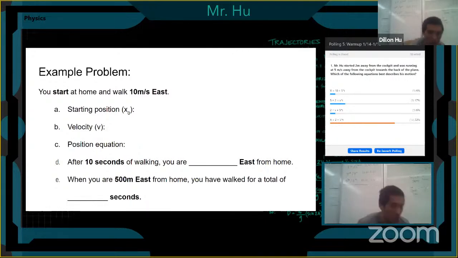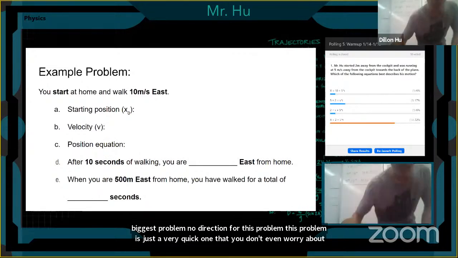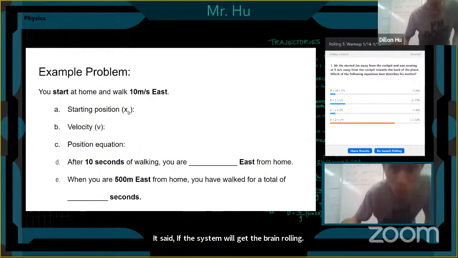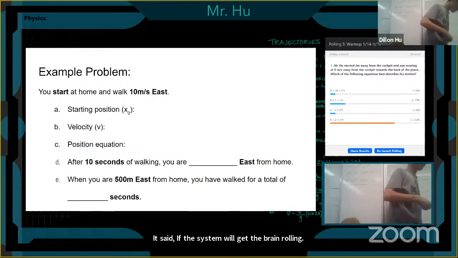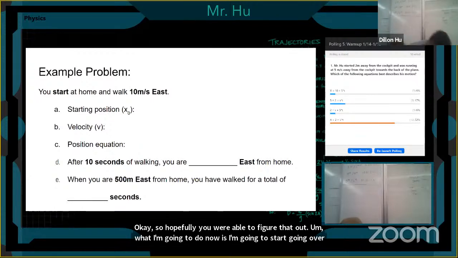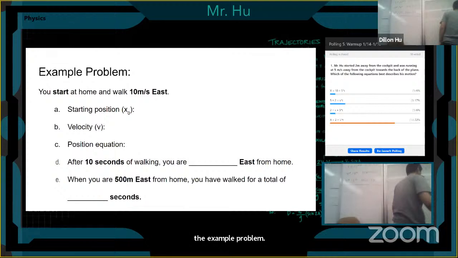Okay, so hopefully you were able to figure that out. What I'm going to do now is start going over the example problem. This example problem is on your assignment here, and I'm going to go over it. Our goal for this problem is to write an equation. But to do that, the best way is to first start off by identifying some things that we know for this problem.